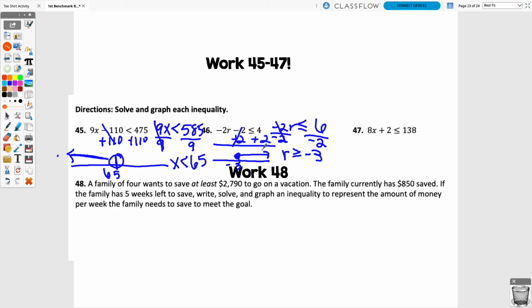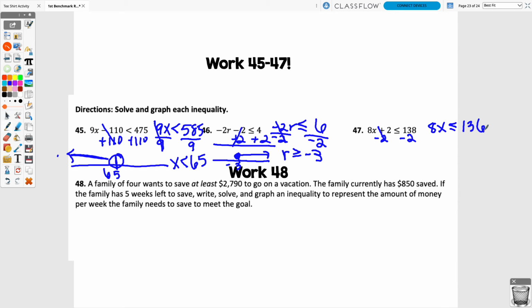So closed circle, shaded to the right. And then last one in that section, Brooklyn, what's my first step on number 47? Minus 2. Okay, so I'm going to subtract that 2 on both sides. These are going to cancel. And I have 8x is less than or equal to 136.